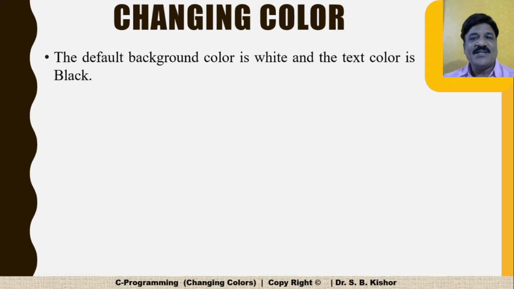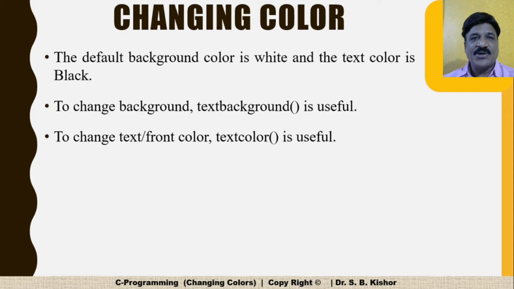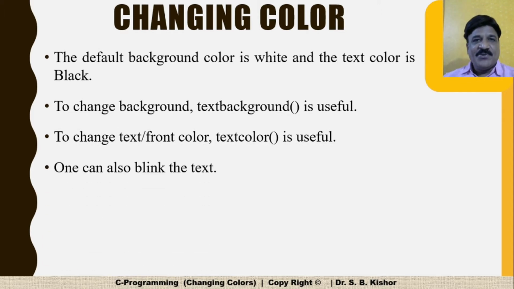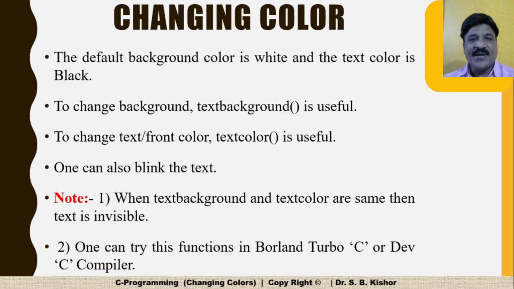The default background color is white, while your text color appears in black. To change the background, you can use the textbackground function. Similarly, to change the font color or text color, you can use the textcolor function. One can also blink the text. How to do it, we will discuss during our practical session. And remember, whenever your text background color and text color are the same, the text is going to appear invisible. We have tried all these programs using Borland Turbo C and Dev C compilers.